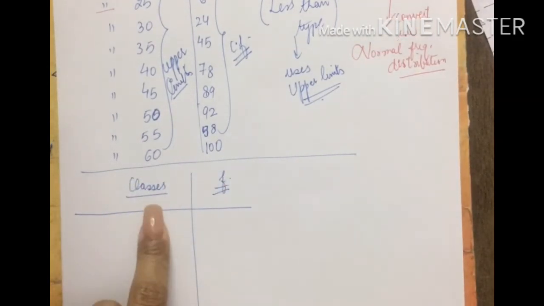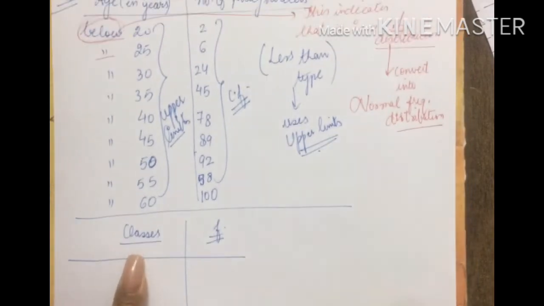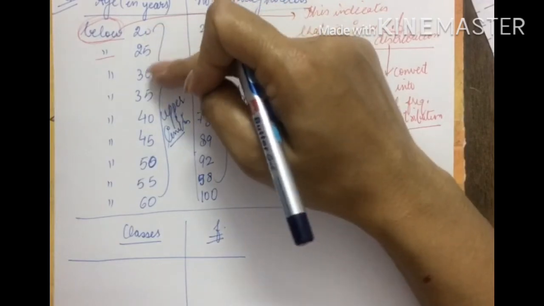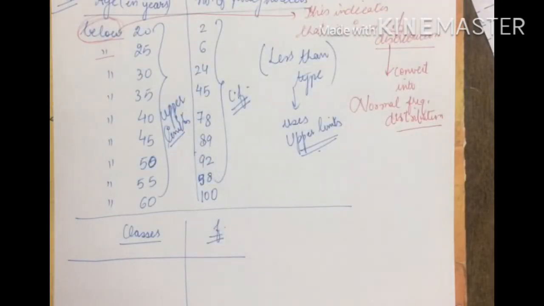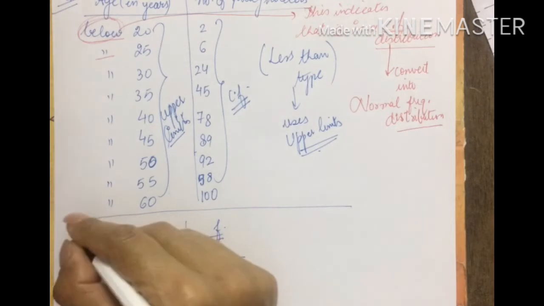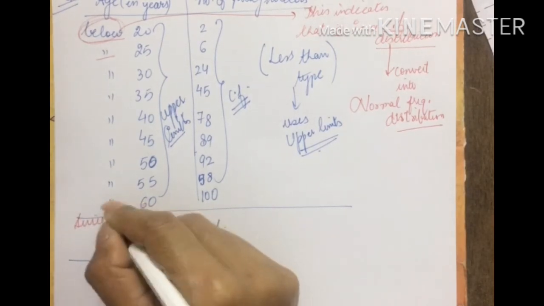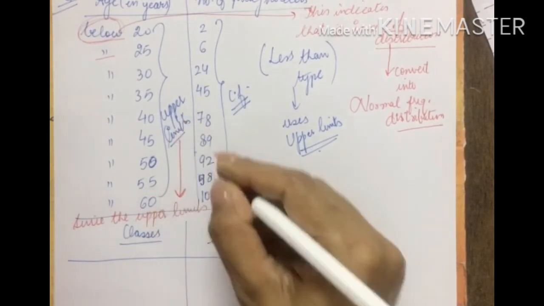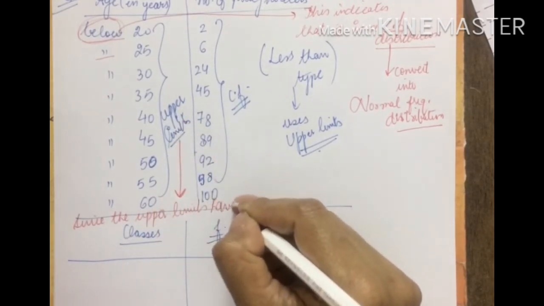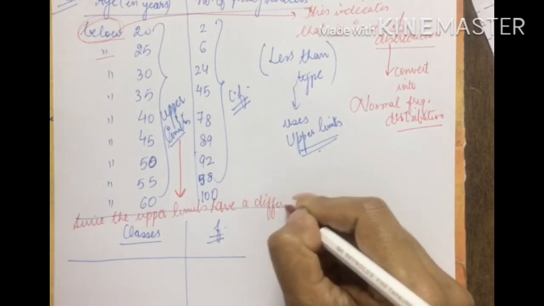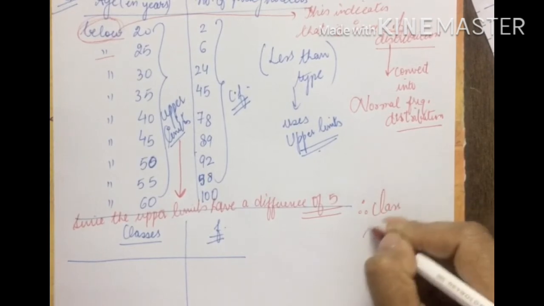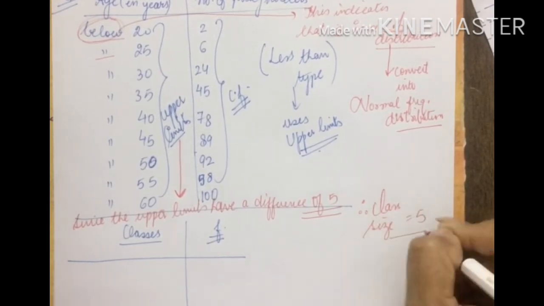For this, the first thing we want to do is identify the class size. The class size will be identified by looking at the difference in the upper limits. So the upper limits are at a difference of 5. This is just for your reference. Since the upper limits have a difference of 5, therefore the class size is 5.